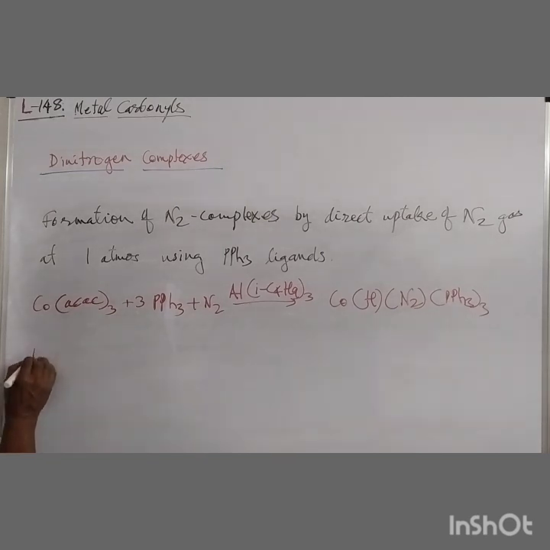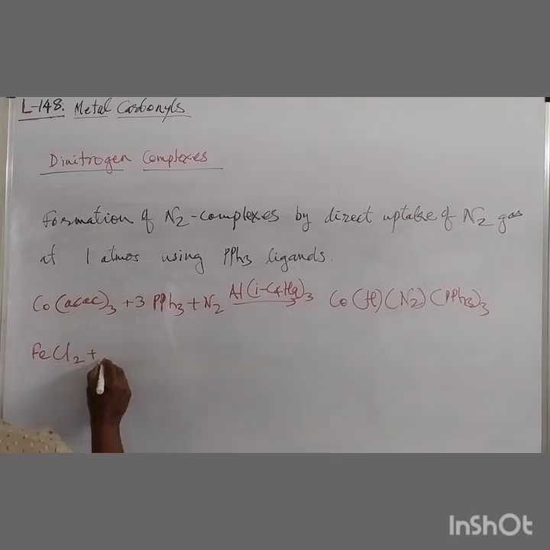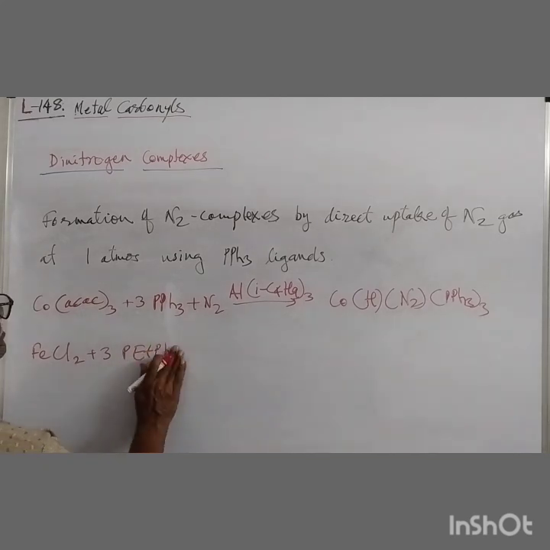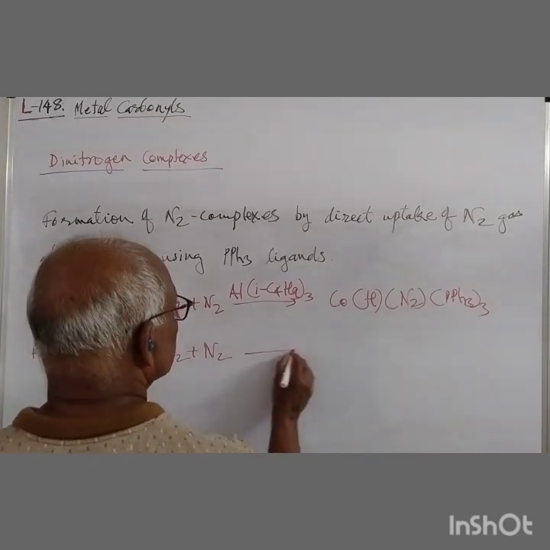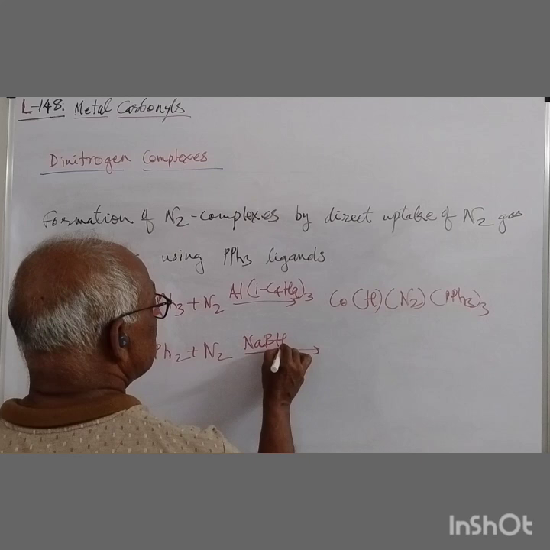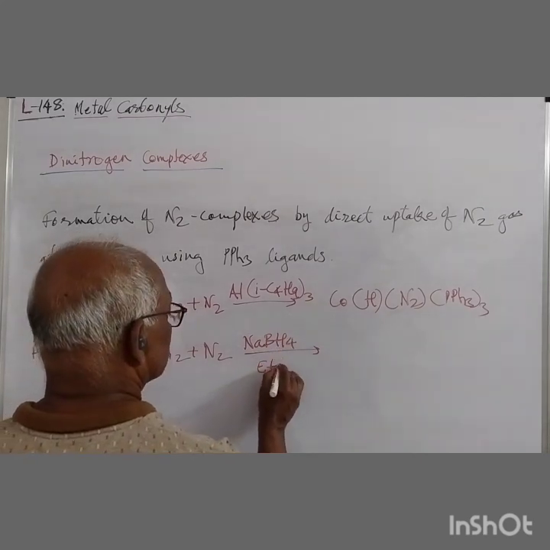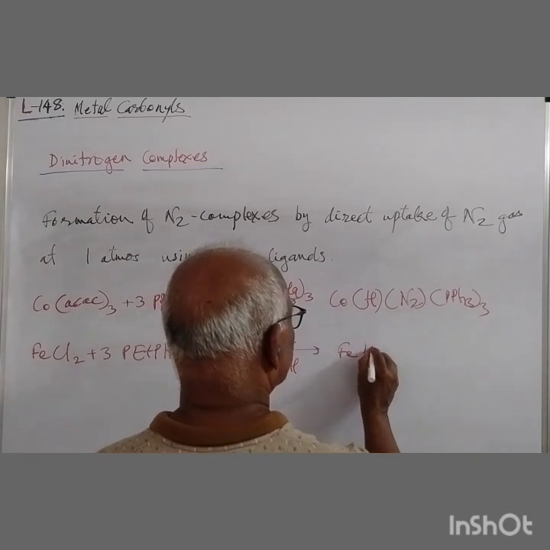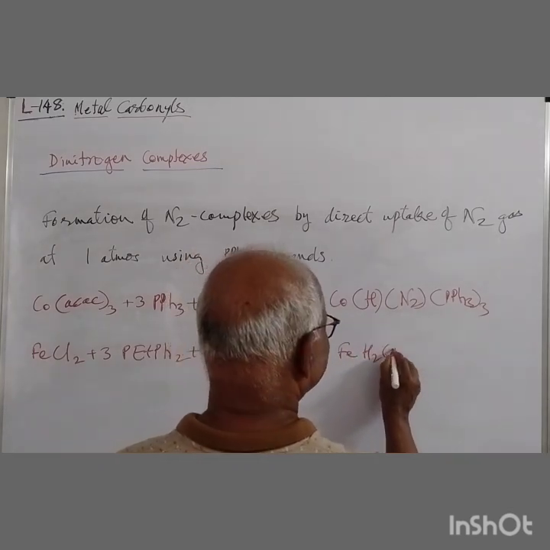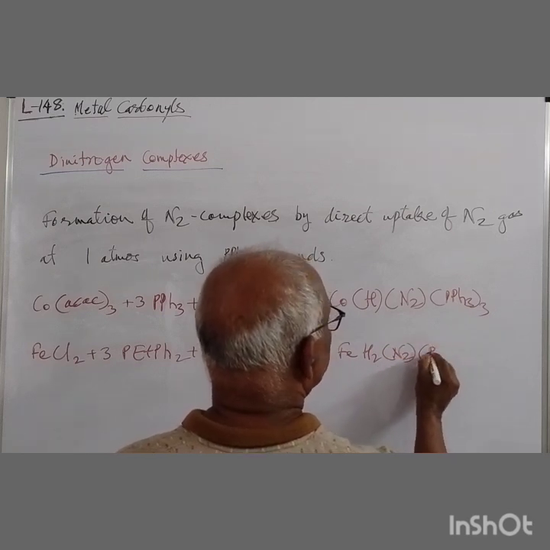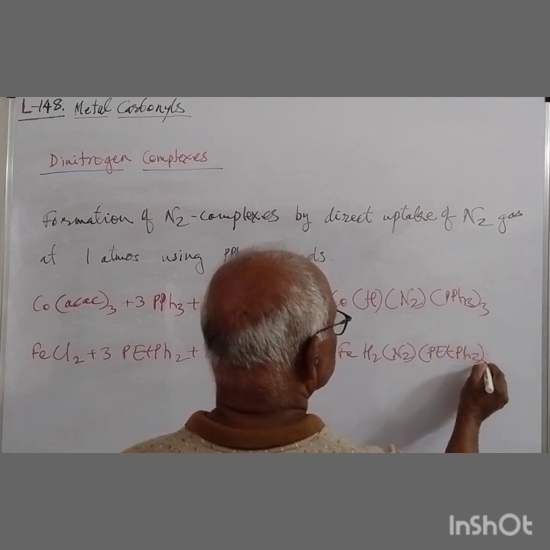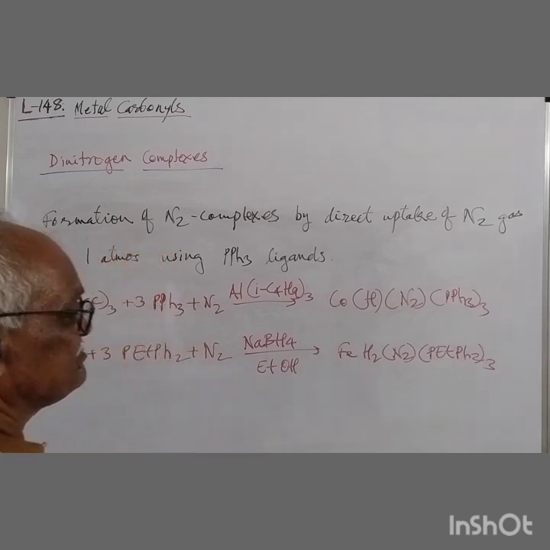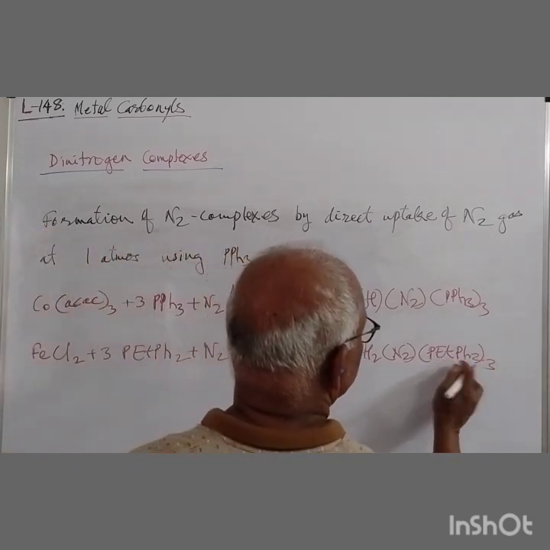Another reaction is FeCl2 plus three ethyldiphenylphosphine plus N2 in presence of reducing agent NaBH4 in ethanol. So it gives the complex FeH2(N2)(PEtPh2)3, with ethyldiphenylphosphine.